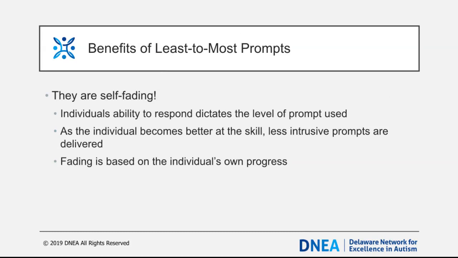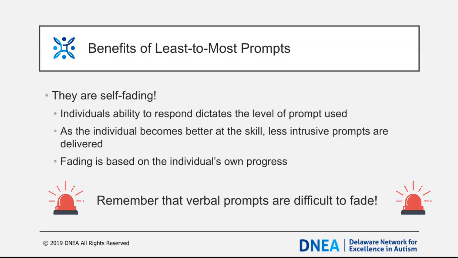Least to most prompting is beneficial because it is a self-fading prompting procedure. That is, you do not need to plan a fading procedure for prompting. An individual's ability to respond to the prompts dictates what level of prompting they will receive. As the individual becomes more and more independent, less intrusive prompts are needed until no prompts are needed at all.